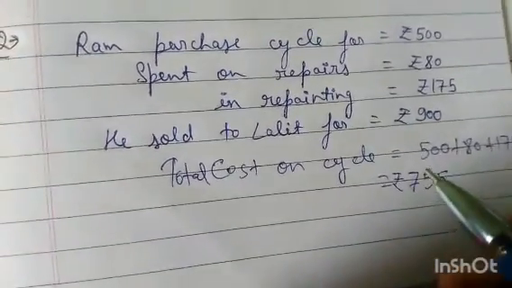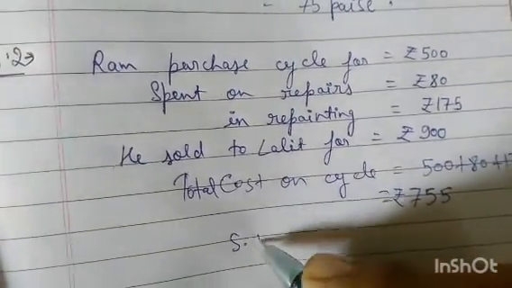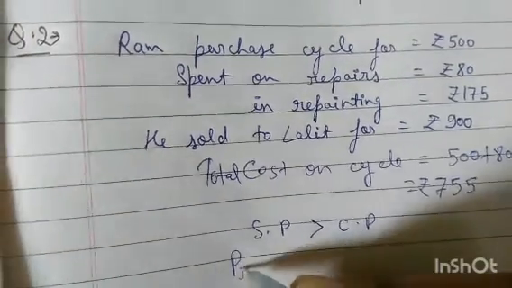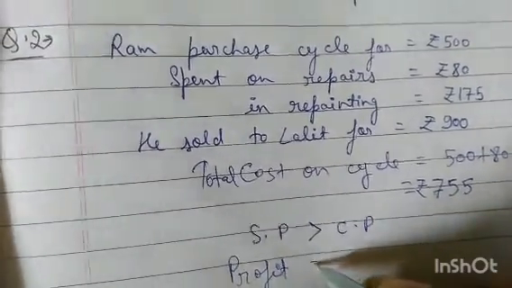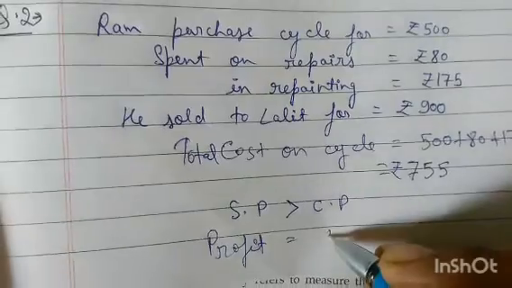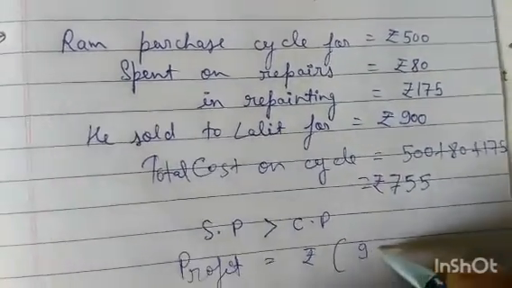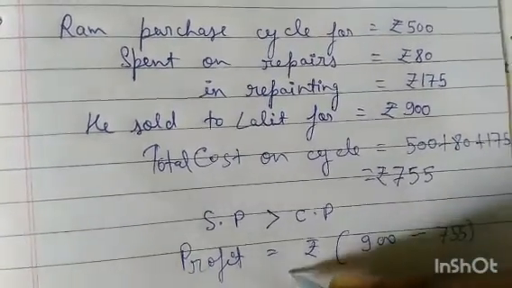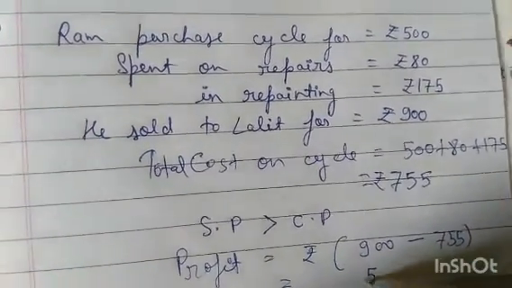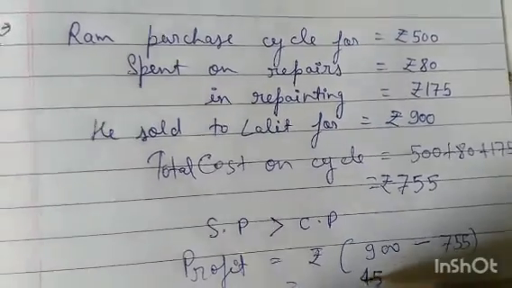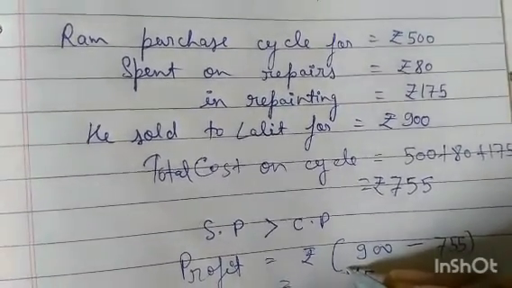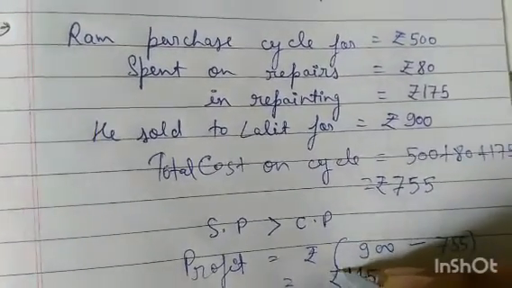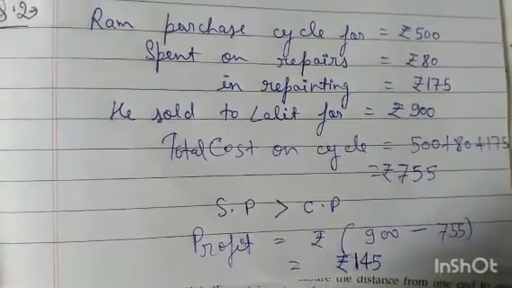And selling price 900. So selling price is now greater than cost price. So here profit remains. And profit is equal to, by how much? Rupees 900 minus 755. You got 10 minus 5, 5, 9 minus 5, 4, 8 minus 7, 1. Rupees 145 profit on cycle.